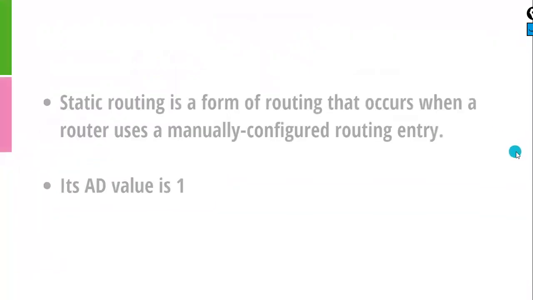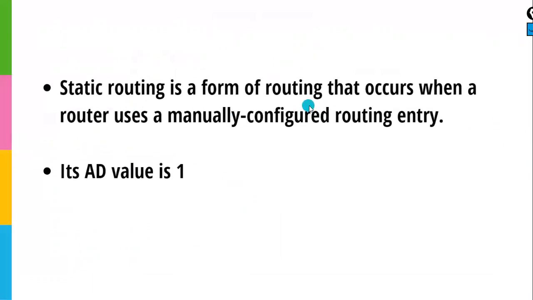Now, static routing. Static routing is a form of routing that occurs when a router uses a manually configured routing entry, not an automatic one. It's all about manual configuration. If you configure a routing entry manually in the routing table, and that entry is used by the router, that concept is known as static routing. The static routing AD value, where AD means administrative distance, is 1.